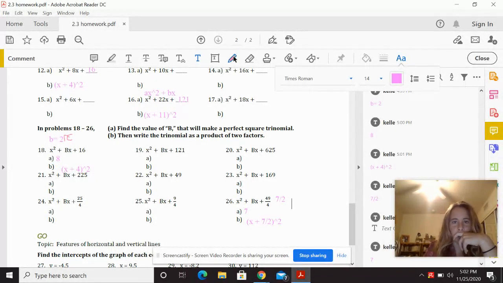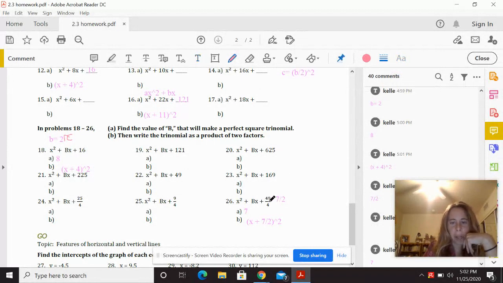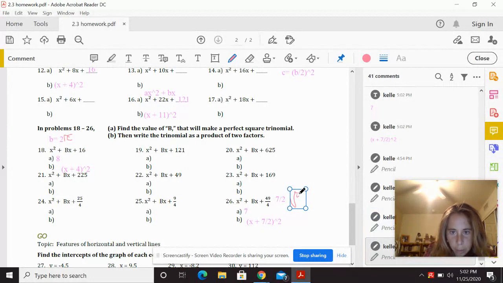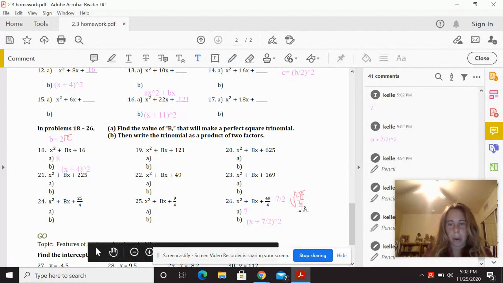I'm going to attempt to draw it out. Here we go. So you have 49 over 4. So you have to take the square root of that. Let me see what I'll write. 49 over 4. This is why it'd be nice to have a touch computer. Okay. So I'm taking the square root of 49 over 4.